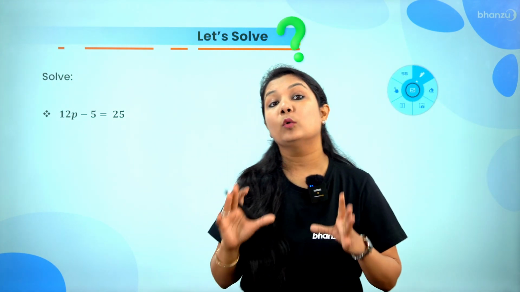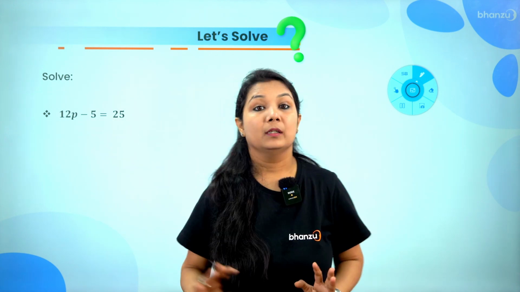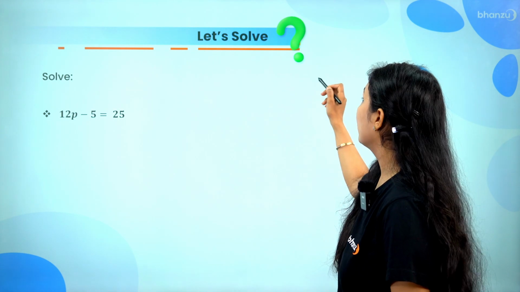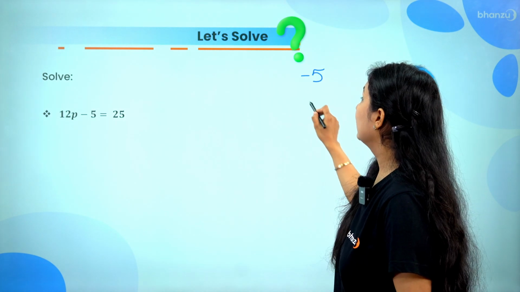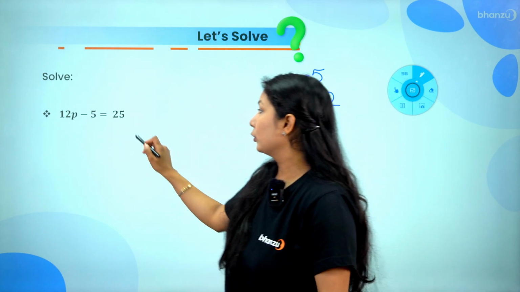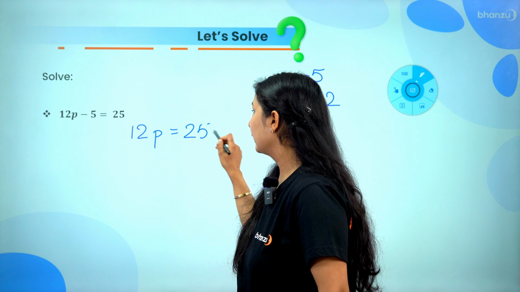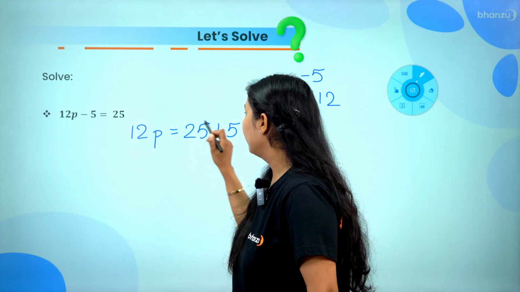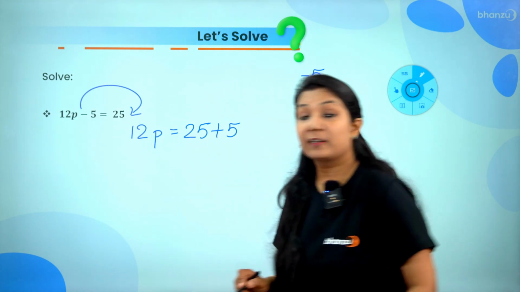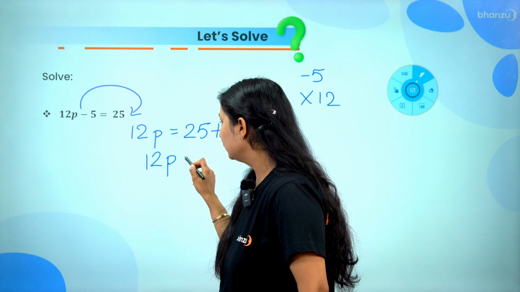First of all, we need to eliminate all the numbers with the variable. So here you can see we have different numbers. One is minus 5, the other is into 12. So first of all, let's take up minus 5. So you will get 12p is equal to 25 plus 5, right? Because minus 5, when it comes to the other side, will change its sign. So what do we get? 12p is equal to 30.